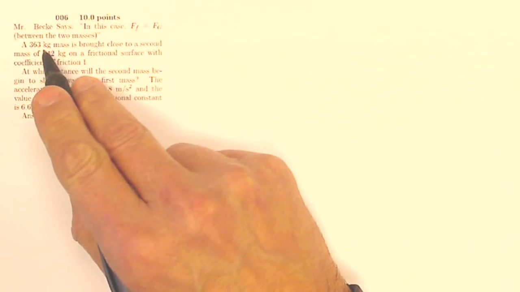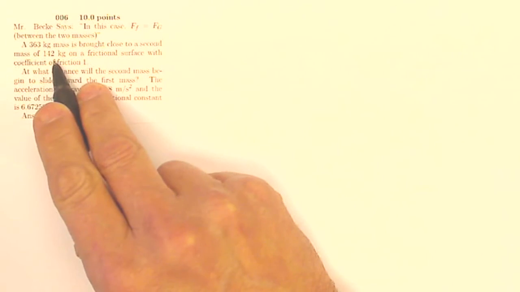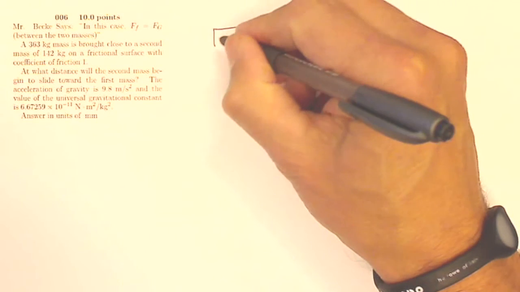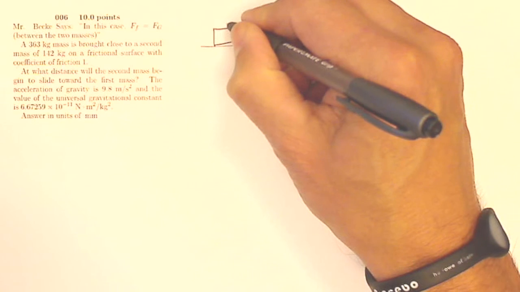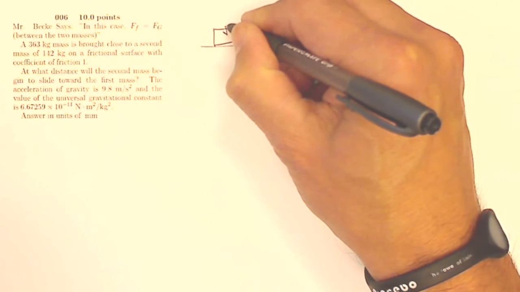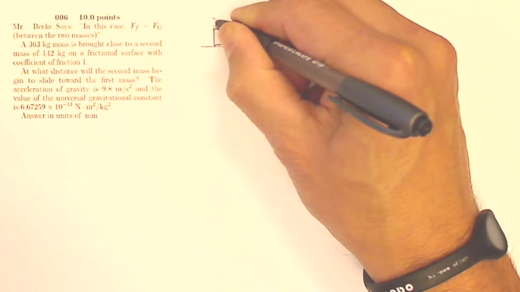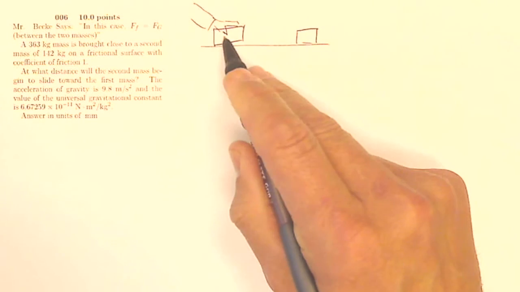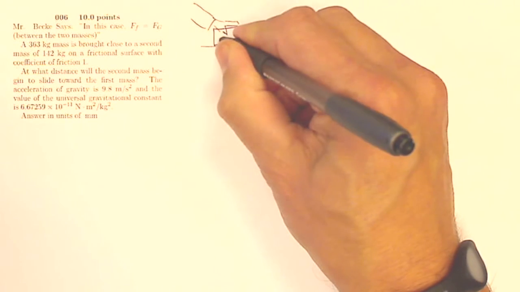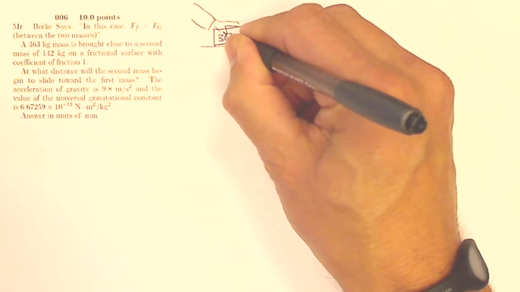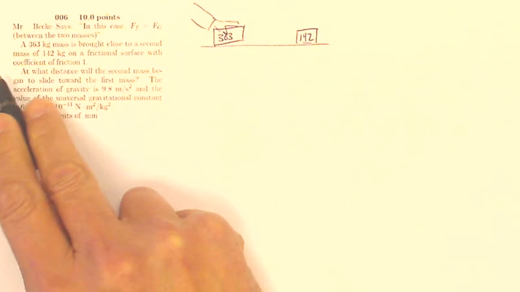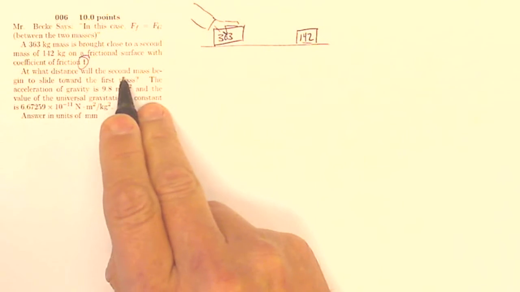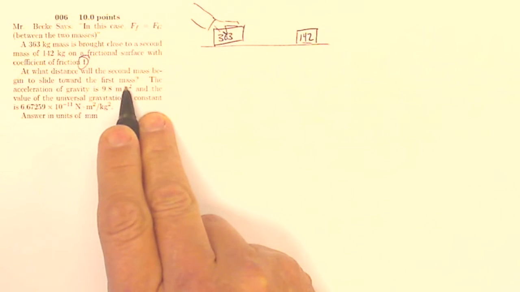A 363 kilogram mass is brought close to a second mass of 142 kilograms. So I've got one mass that is being brought closer to a second mass. I will put a hand on this one, holding onto it. This one is being brought close to that one. This is 363 kilograms, and this one is 142 kilograms, on a frictional surface with a coefficient of friction of 1, wow, I'm lucky. At what distance will the second mass begin to slide towards the first mass?